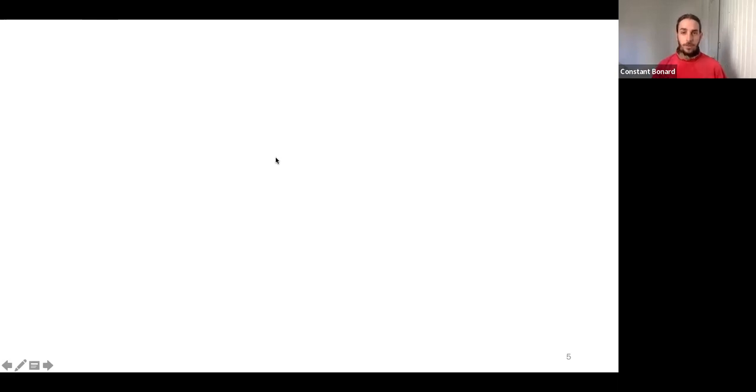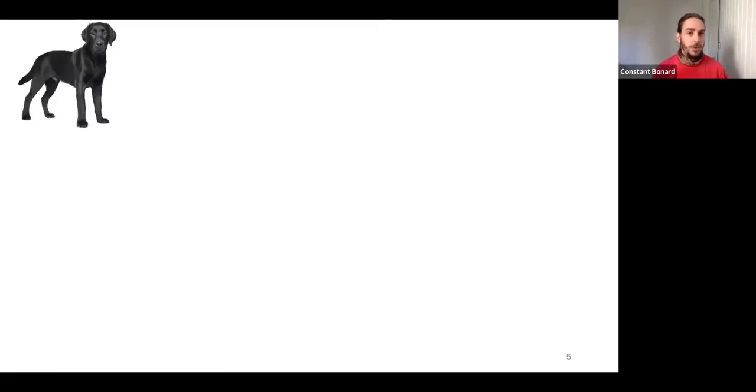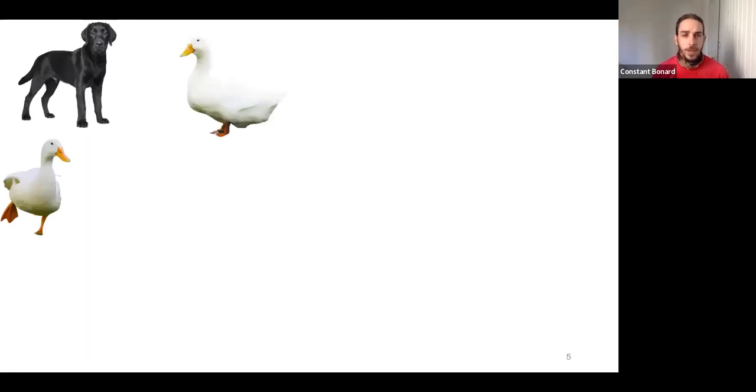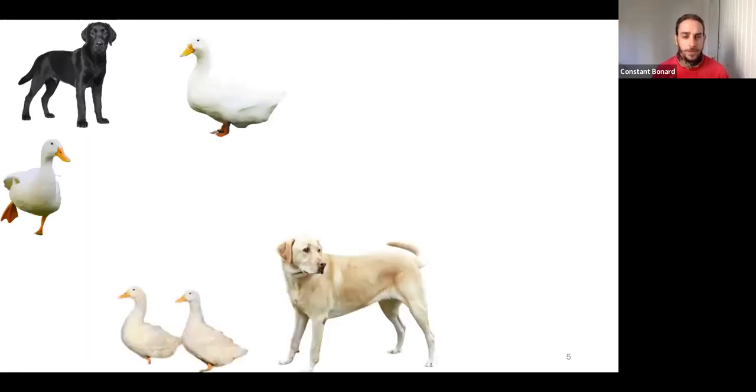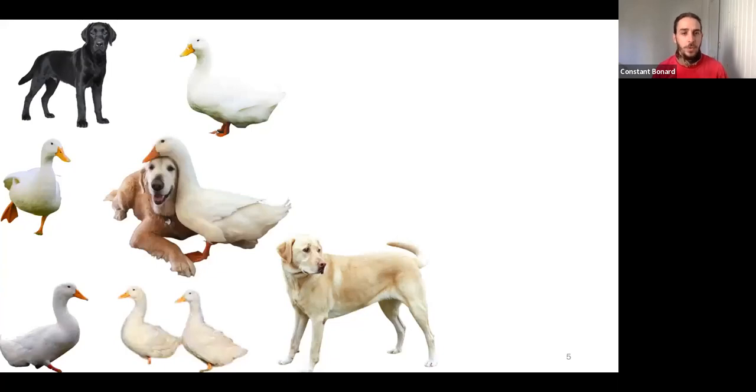So imagine you're walking with a friend of yours and you see a dog and then a duck, another duck, another dog, and then you see these two cuties and your friend goes like this. So if you're like me, you will understand her to express the emotion of being moved. She's touched by this display of friendship between two species.